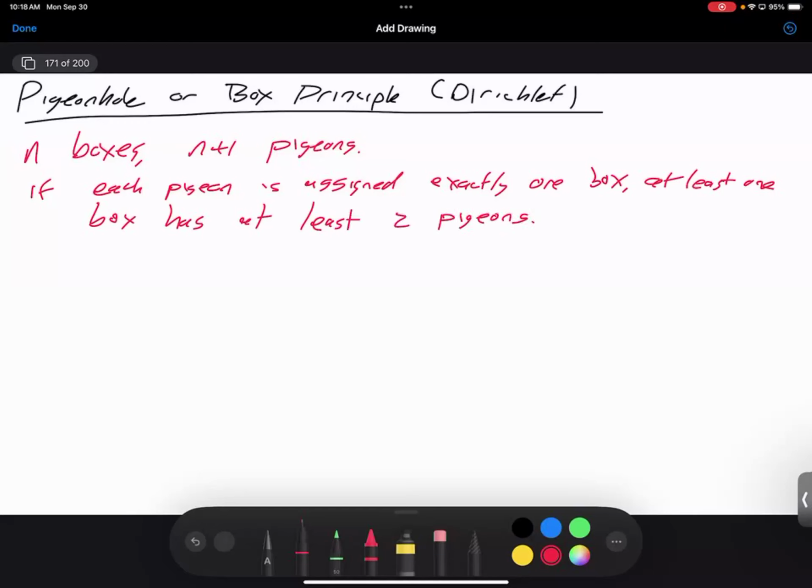It is amazing how powerful this observation is. And the proof is basically, if this were not the case, if not, then each box has at most one pigeon, which only accounts for at most n pigeons.